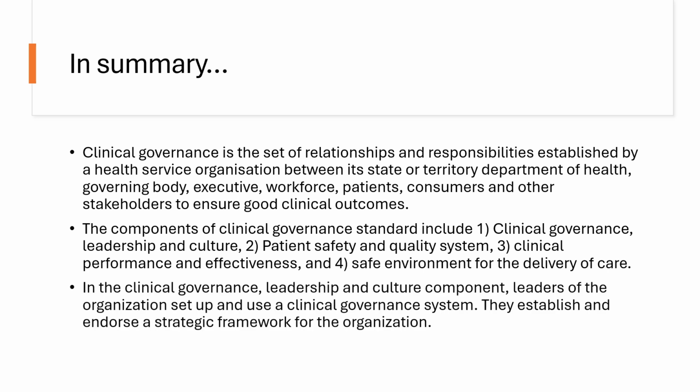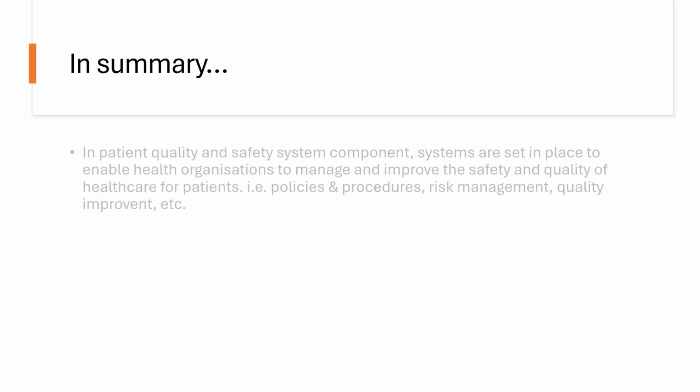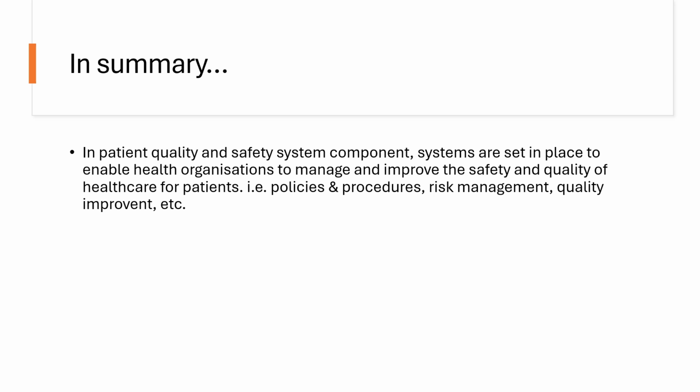In the clinical governance, leadership, and culture component, we said that leaders set and endorse a particular clinical governance system, or the overarching system, the strategy. Leaders also establish and promote a work culture focusing on delivering safe and quality care. In the patient safety and quality system component, this pertains to the systems, procedures and processes in place. These are the tools. Examples of such are policies and procedures, risk management, quality improvement, and so on.